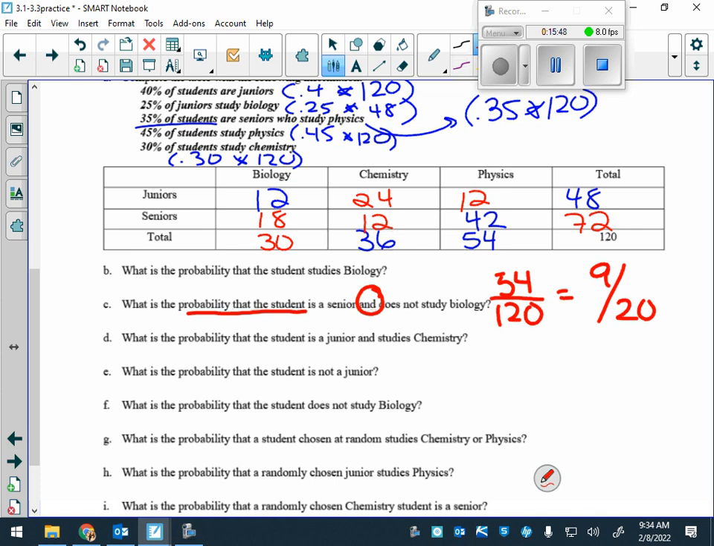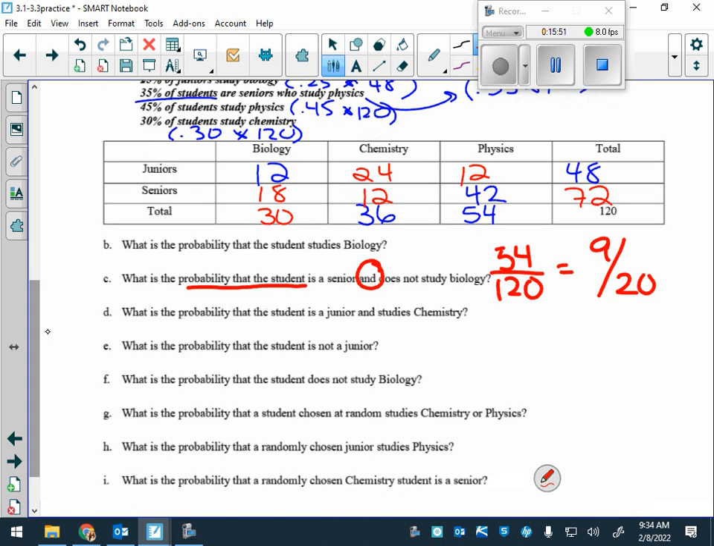Then for D, what is the probability? Same thing. What is the probability that the student is a junior and studies chemistry? So junior in chemistry is 24 out of 120, which is 1/5. So we should be jotting this down or making notes if you did not get this correct. This is what we do for practice. What is the probability the student is a junior and studies chem? It's where they overlap. Then for E, what is the probability the student is not a junior?